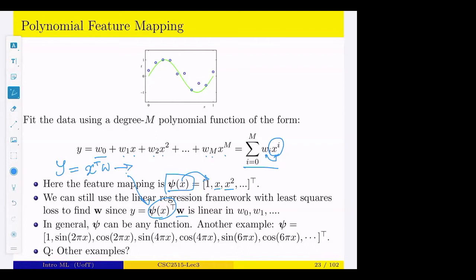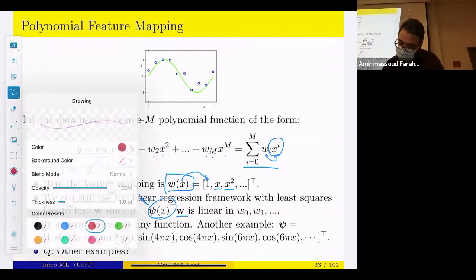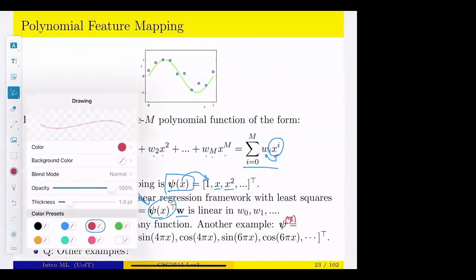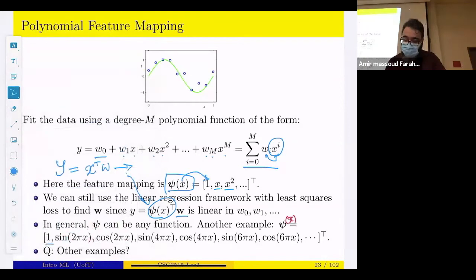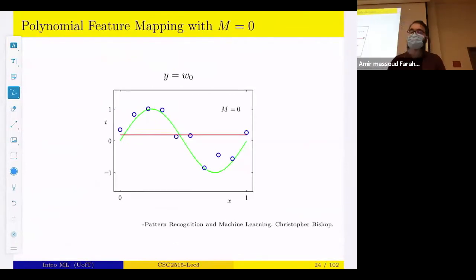In general, psi can be any function. Another example would be the Fourier expansion. So psi of x would be equal to 1, sine of 2 pi x, cosine of 2 pi x, sine of 4 pi x, cosine of 4 pi x, and all the expansion of the Fourier basis. So this is the idea. I will come back to this in a minute, but first let's see how it looks if we do this fitting.